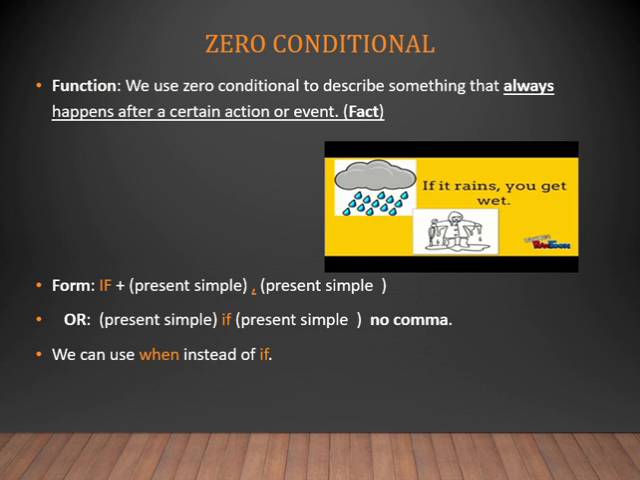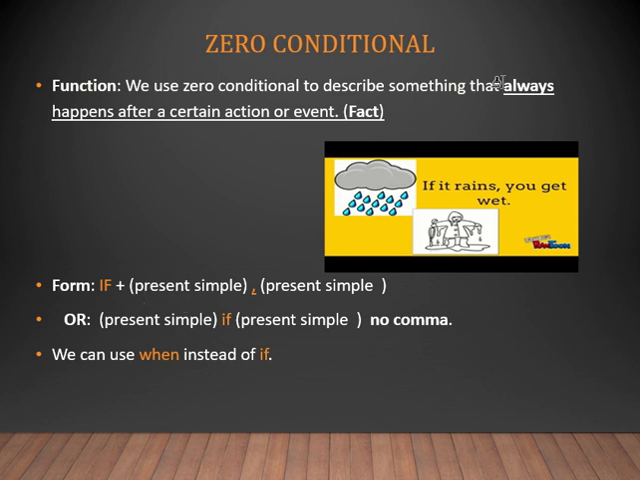Okay, so let's start with the zero conditional, which is the first type. Here we use the zero conditional to describe something that always happens after a certain action or event. So we use it to talk about the truth or talk about facts. Okay, so look at the form here.